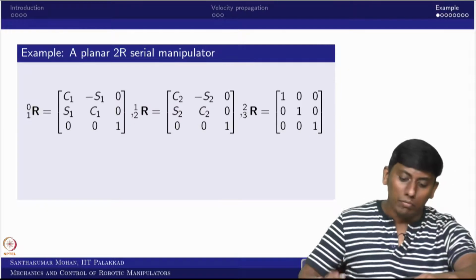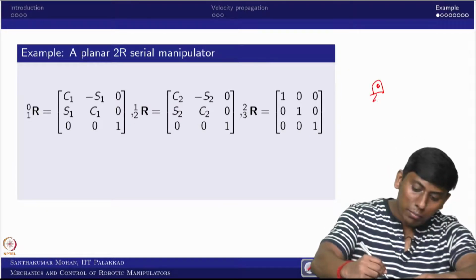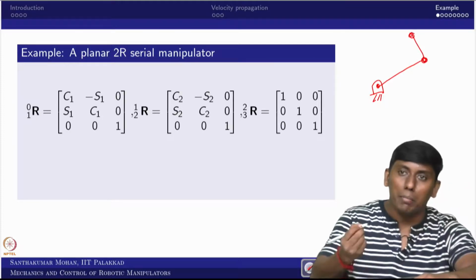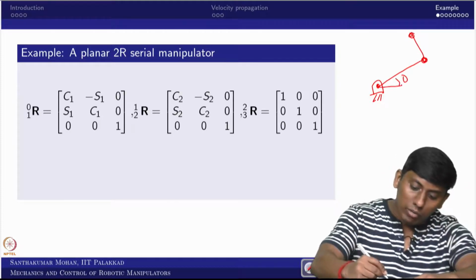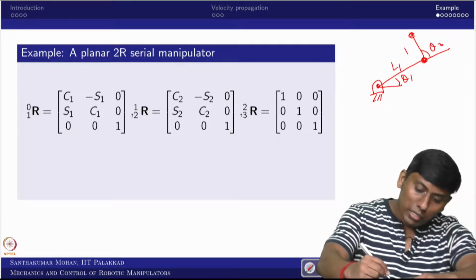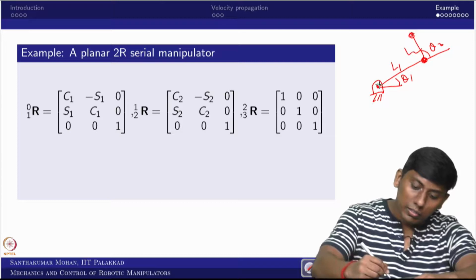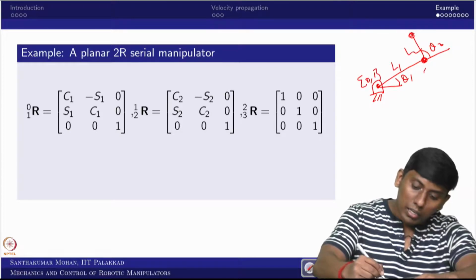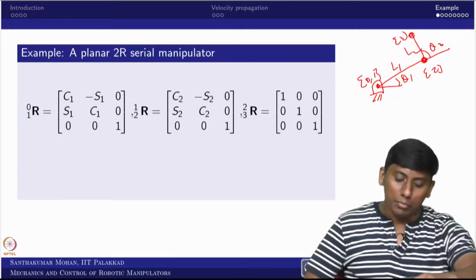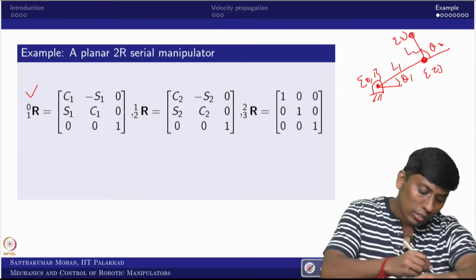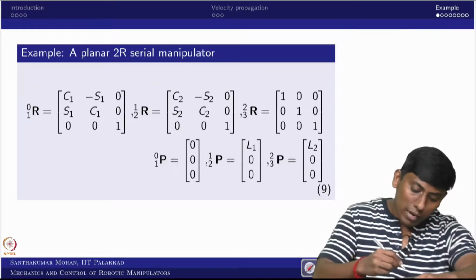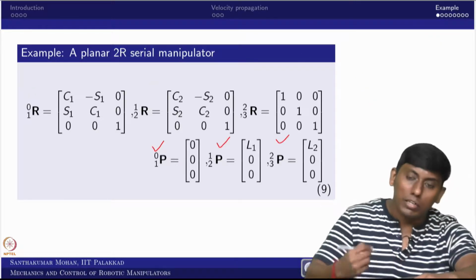What example? We will again take a 2R serial manipulator. In the next class I will show you in MATLAB. This is theta 1 and L1, and this is theta 2 and L2, and this is frame 0 and 1, and this is 2, and this is the 3 frame. We have already obtained the DH parameters and the individual rotation matrices. Similarly, we have already obtained the position vectors.